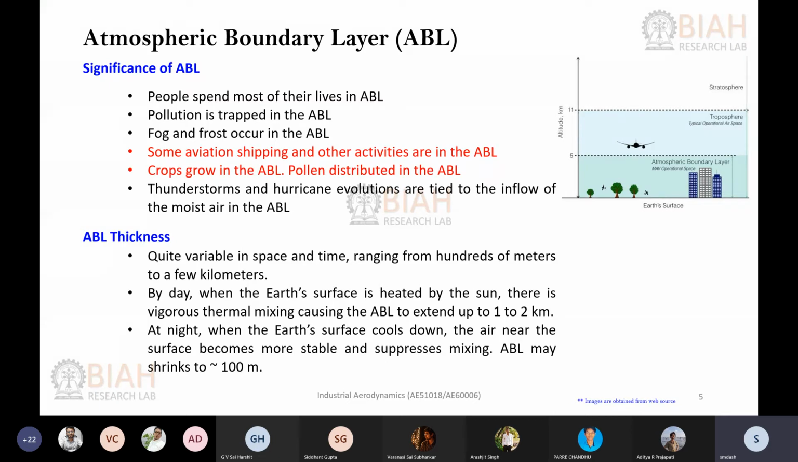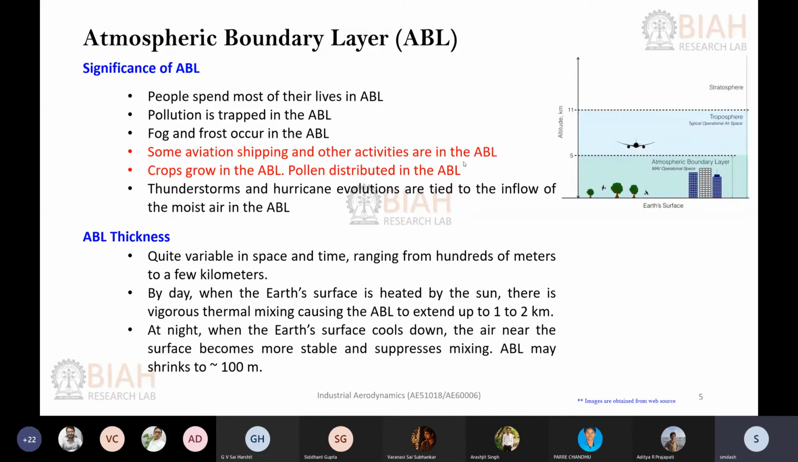Basically, the pollution emanates from the chimney. Okay, so in that case, how this pollution is dispersed in the atmosphere is also affected by the boundary layer. Fog and frost are also formed only in the atmospheric boundary layer. You don't see these outside because of the moisture content in the wind, I said already. And some aviation: few small jets, you can find that they fly in the atmospheric boundary layer.